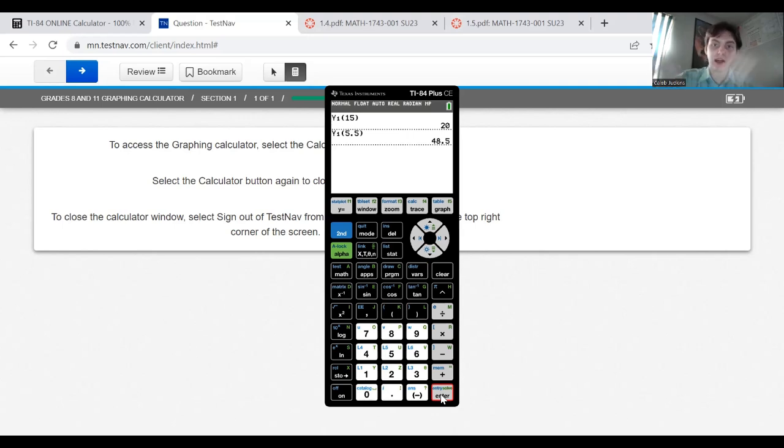Extra means exterior. Intra means interior. So you're extrapolating when you're looking at data outside of the information you've been given. Intrapolating is when you're looking at data within the range that you've been given. So because 5.5 is in between 5 and 10, that's intrapolation. Because 15 is outside of the range 5 to 10, that's extrapolation.